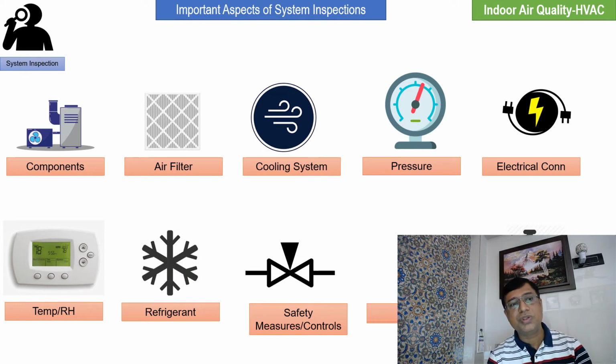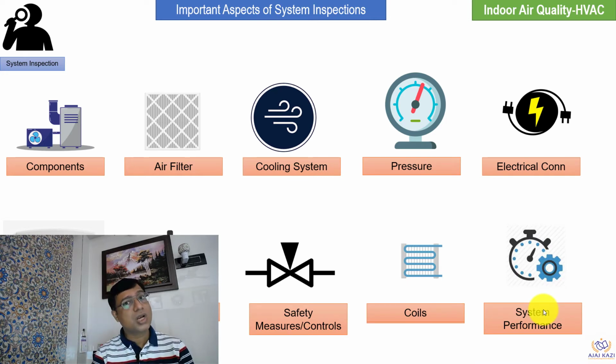It has to check up the HVAC components. There are various components involved in an HVAC system. Air filter is one of the things. What are the cooling systems, whether they are proper or not, whether the pressures of refrigerants or the air, whether specified, are proper or not, whether the electrical connections are proper or not, whether the temperature and relative humidity is proper or not, what are the levels of refrigerants, whether they are within the limit or not. What are the safety elements in our HVAC system? A lot of safety valves, safety controls are put in place, whether they are working or not. These are some of the aspects of the system inspection.